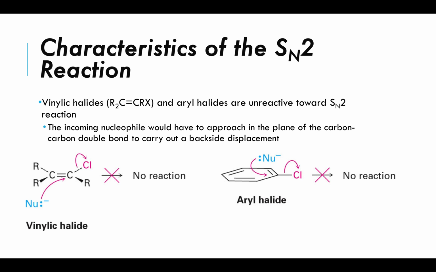Another thing is that vinylic, meaning a halogen attached to a double bond, is also unreactive because it can't attack the backside of a pi bond. Neither can arylic or aryl halides. Okay, so no reaction.